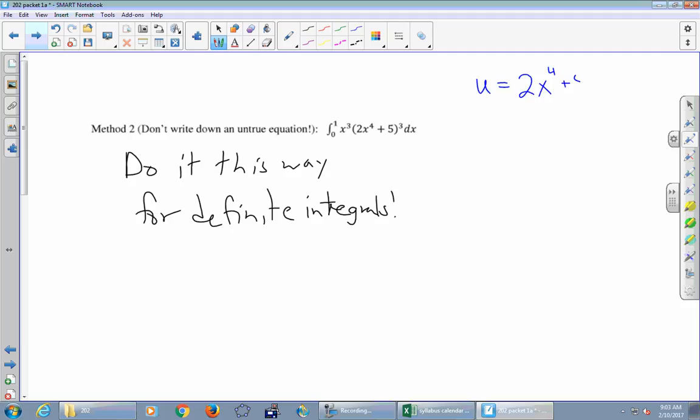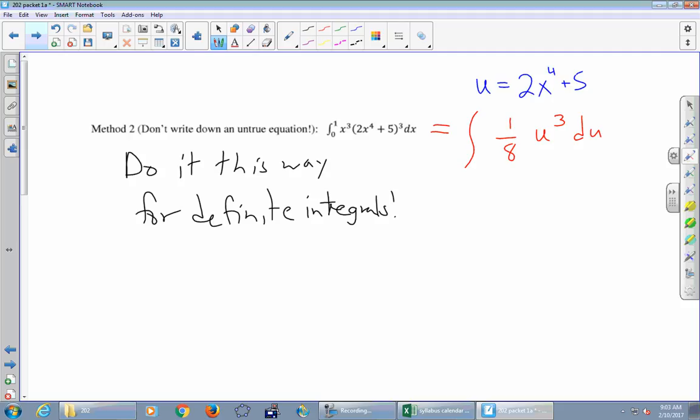2x to the 4 plus 5 is our u, right? I'm just going to pause there. That's the only thing I need to copy from the other page. Okay, so this integral became the x to the third and the x to the third canceled, and I think we had a 1/8. Is that right? Okay, so there was a 1/8, and there was a u to the third, and there was a du. This is what we got, and we still have to do exactly the same process.